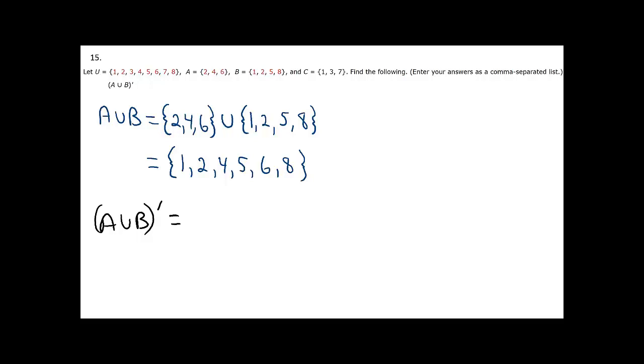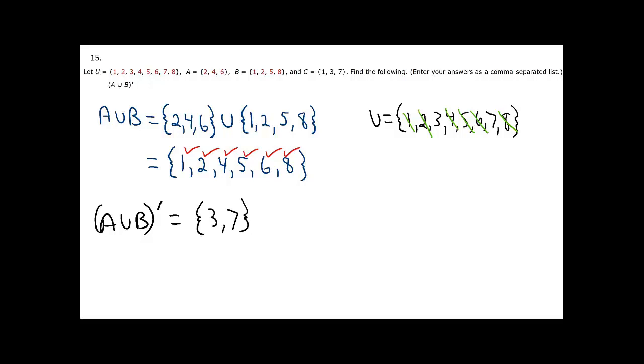So you take the union we just found above and cross out everything in the universal set that was in the union. That means you cross out 1, 2, 4, 5, 6, and 8. If you look closely, that leaves a 3 and it leaves a 7. So the complement of the union of A and B is the set containing the elements 3 and 7.